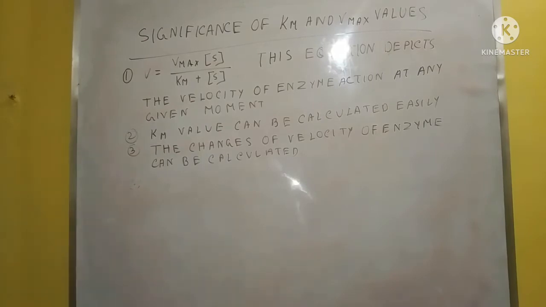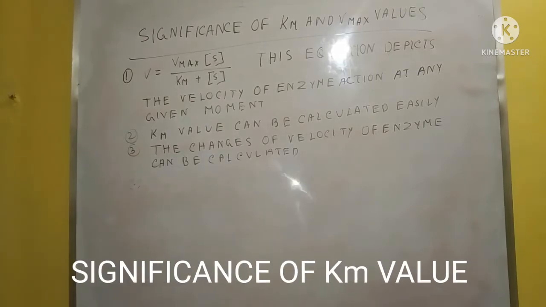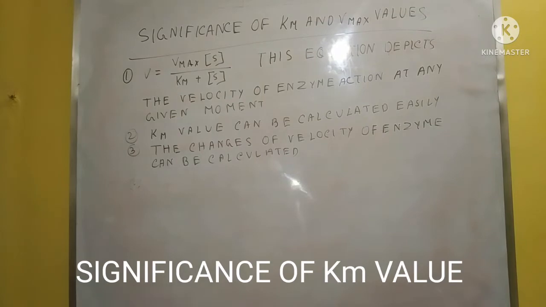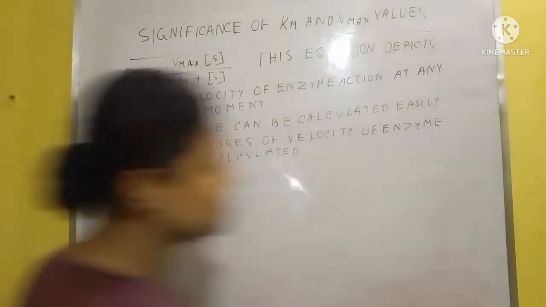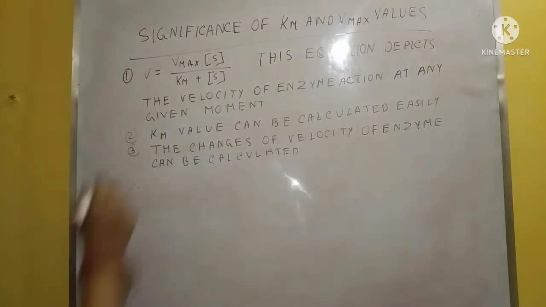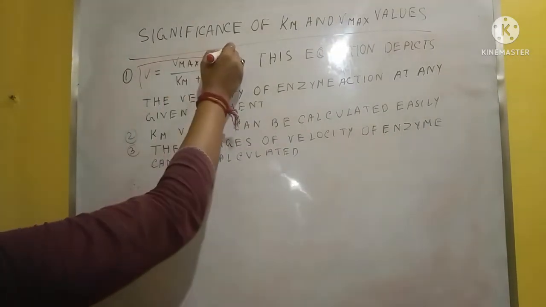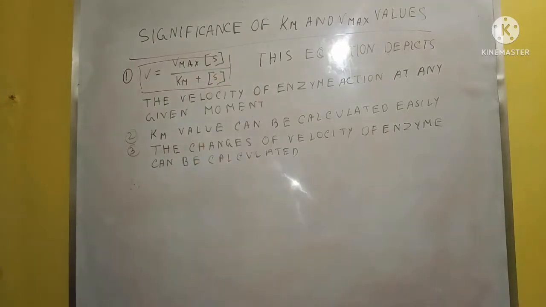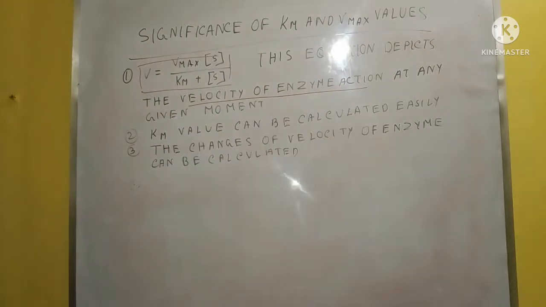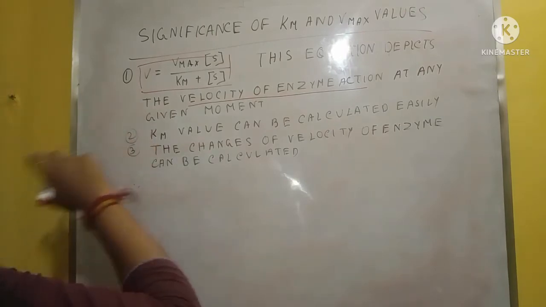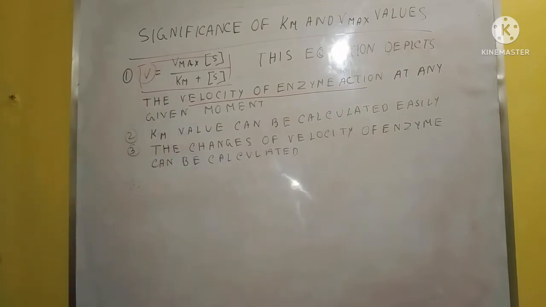What is the significance of the Km and Vmax values? The significance is very easy. If you know this equation completely, with the help of this equation the velocity of enzyme action, that means the V, can be easily calculated. Second, the Km value can also be calculated easily.